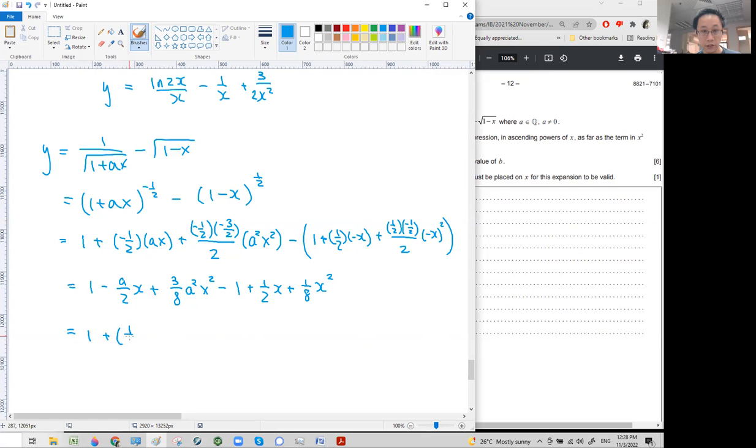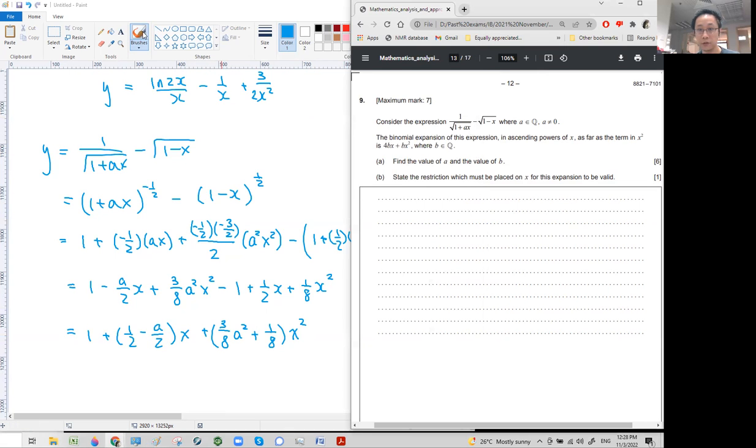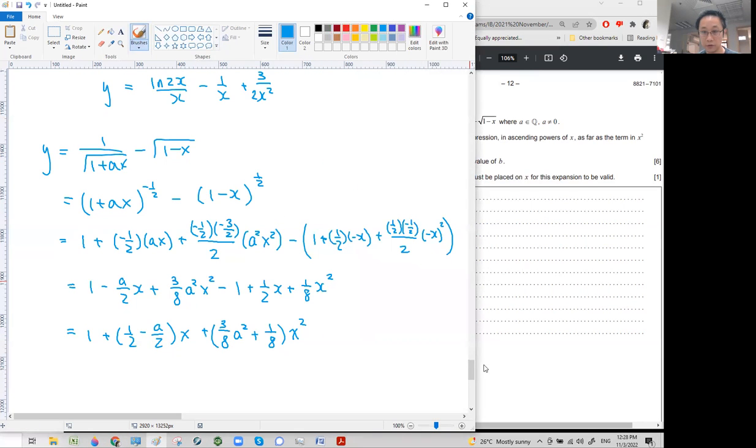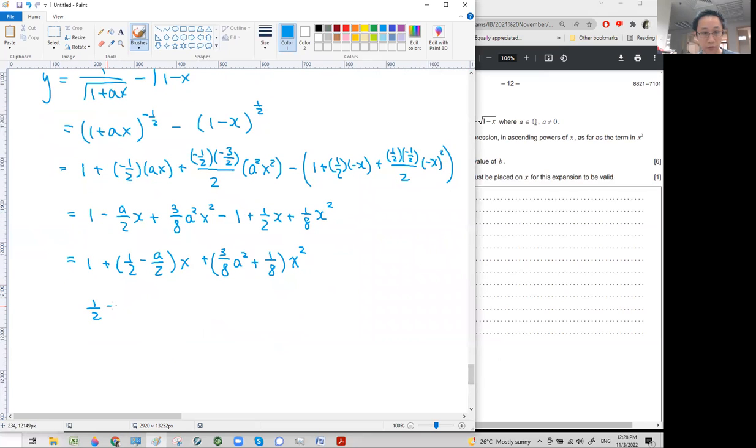1 plus half minus a over 2 x plus 3 over 8 a squared plus 1 over 8 x squared. And now I think you can equate them to 4b. We can equate the 2 coefficients with 4b and b respectively. So half minus a over 2 is 4b, while 3 over 8 a squared plus 1 over 8 equals b, and I'll just plug this into there. Half minus a over 2 equals 4 bracket 3 over 8 a squared plus 1 over 8.